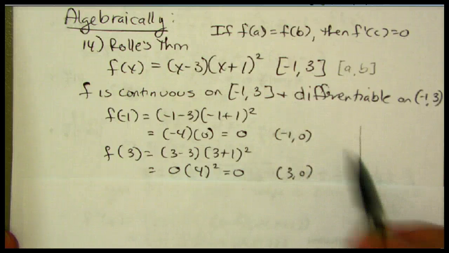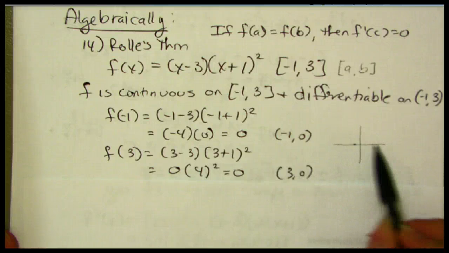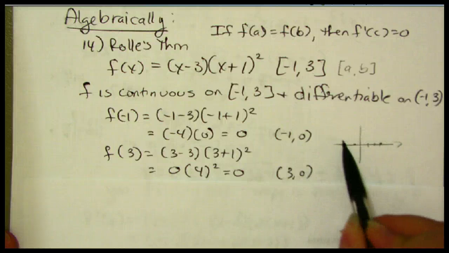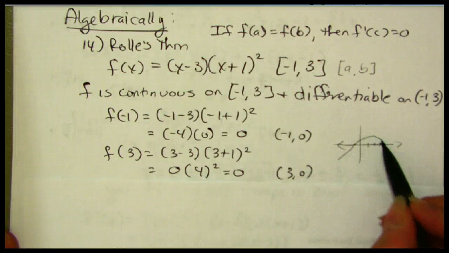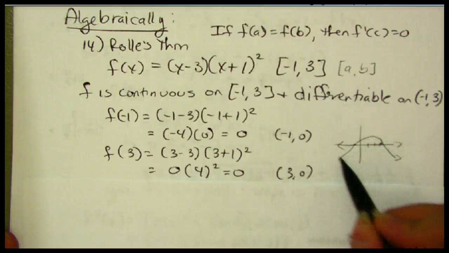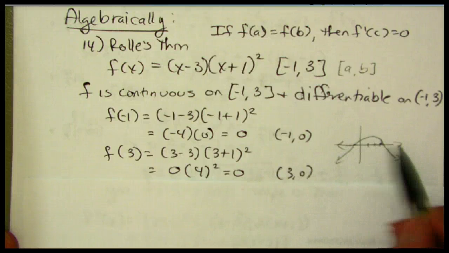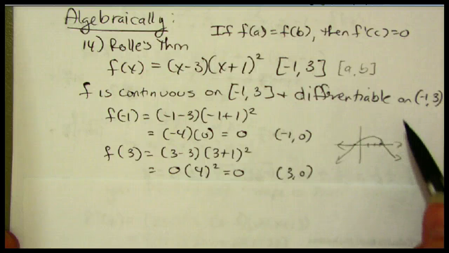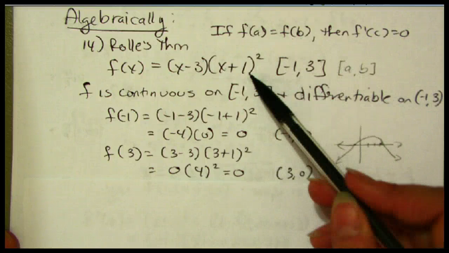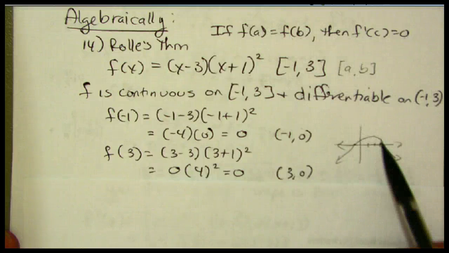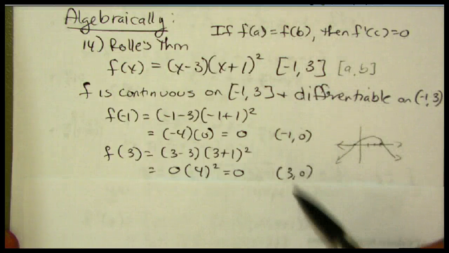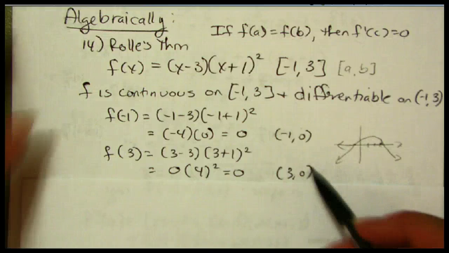So when I graph those, -1, 0, and 3, 0, that slope is clearly 0 on that secant line. I don't know, maybe it looks like this. At those 2 points, it produces a slope of 0. So yes, I do have that on this function. So then there is a c somewhere in between -1 and 3, not including those endpoints, in which the slope of that tangent line is also equal to 0.